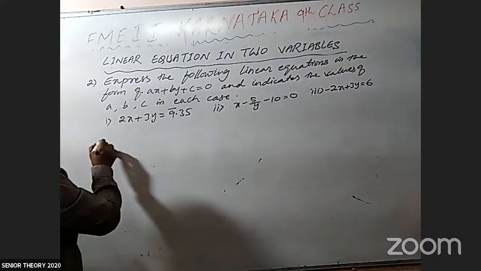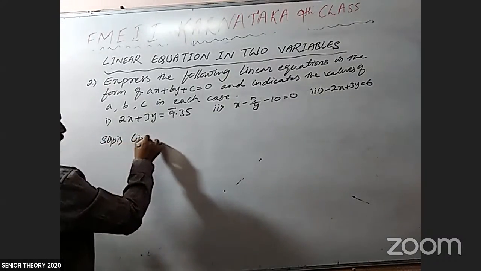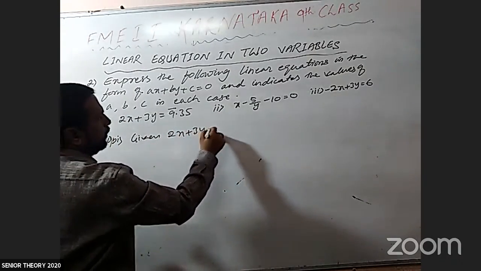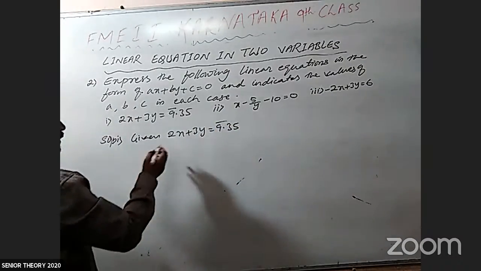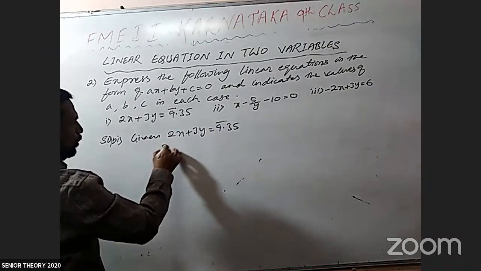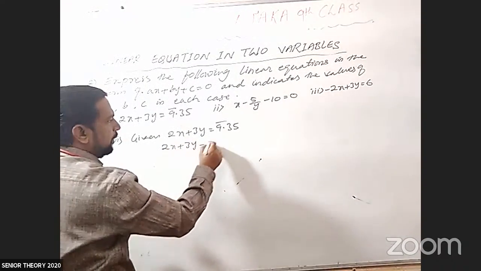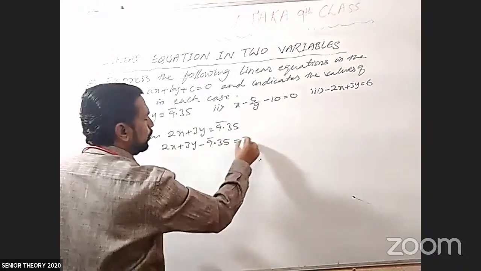Now see here, first we will write the given equation. Given equation is 2x plus 3y equal to 9.35. Now it can be written like this: 2x plus 3y, now plus 9.35 will become minus 9.35 bar is equal to 0.